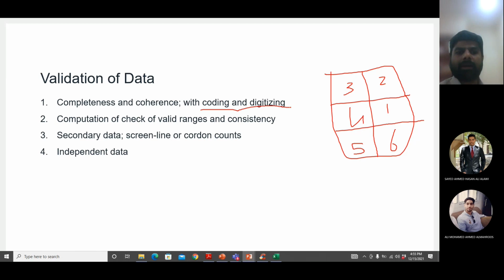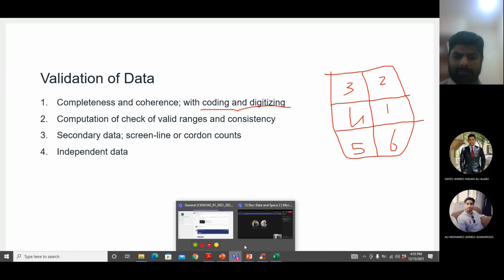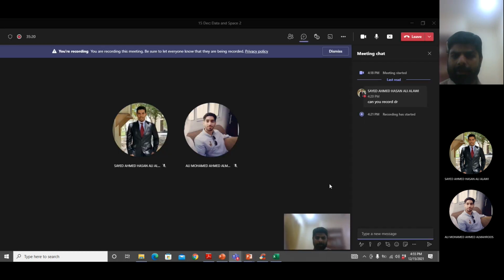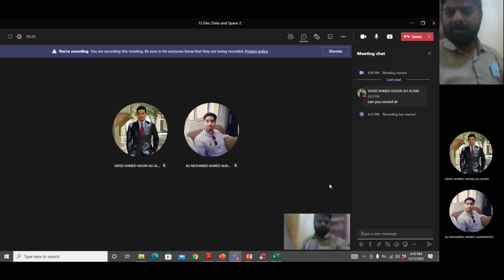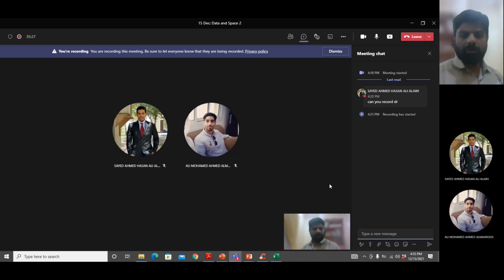Then the check of valid ranges and consistency. Okay, so for example, you collected data and somebody wrote my income is 100,000 BD. Is this a practical value? Tell me, is this a practical value? I don't know about the job market here, but according to my income, I cannot reach this level in 100 years. Okay, 100,000 BD.